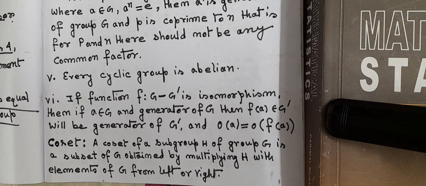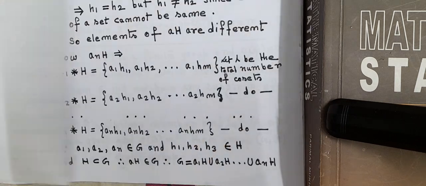So now what is a coset? What is the definition of cosets? A coset of a subgroup H of a group G is a subset of G obtained by multiplying H with elements of G from left or right. I am sure that you are taking a screenshot of each part that I am showing. Please take screenshots of the pages and attach them in sequence. That will become a very good note for you. Next, Lagrange's theorem.